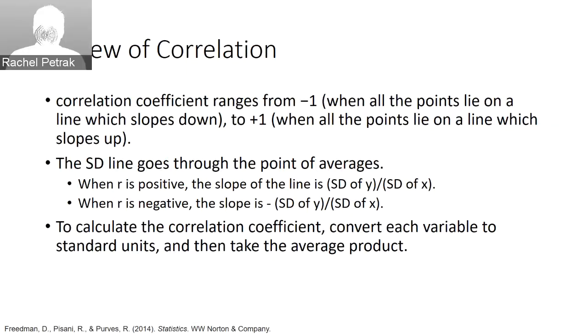The standard deviation line goes through the point of averages. When r is positive, the slope of the line is the standard deviation of y over the standard deviation of x. When it's negative, the slope is the same, but it's a negative value. And to calculate the correlation coefficient, you can convert each variable to standard units and then take the average product.